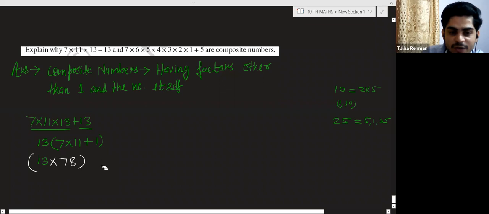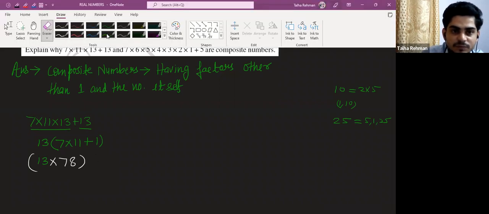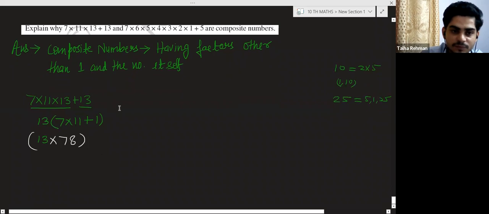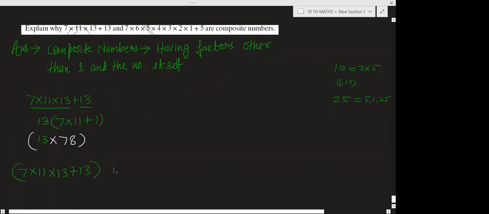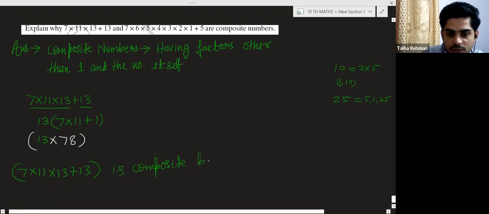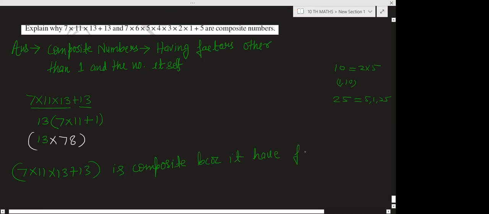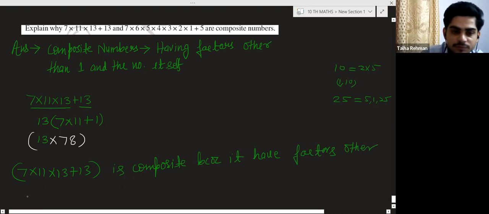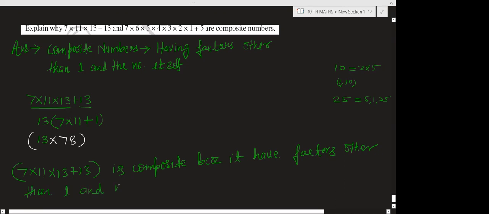You can write in your own language, or you can write like this: 7 into 11 into 13 plus 13 is composite because it has factors other than one and the number itself.